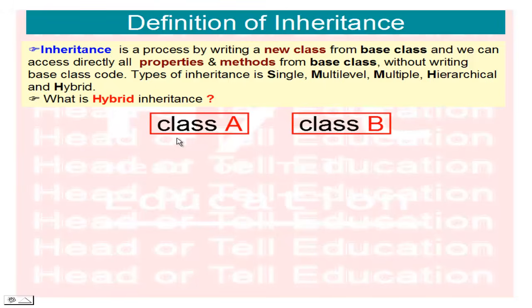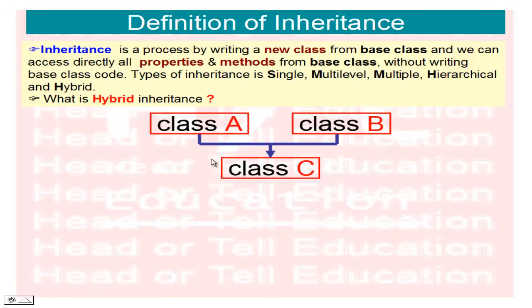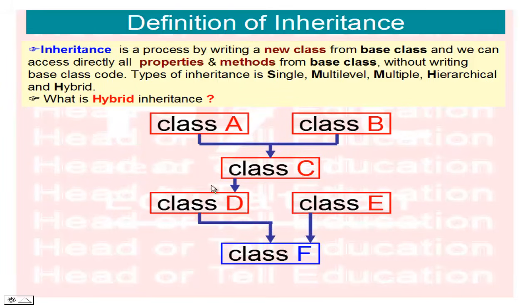Here we have two classes, class A and class B. Then we derive class C using class A and class B. Again, we use class C to derive class D, and then finally we derive class F using class D and class E.